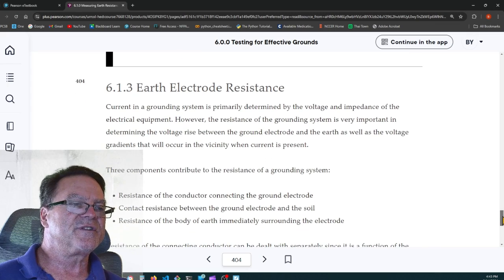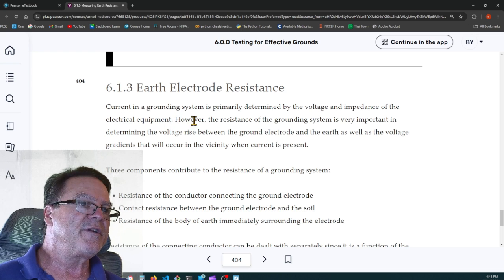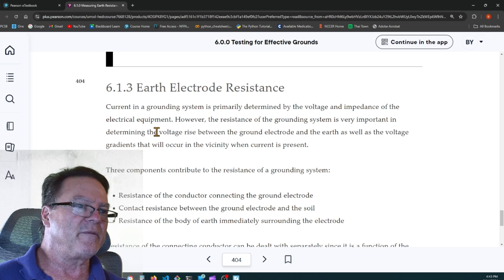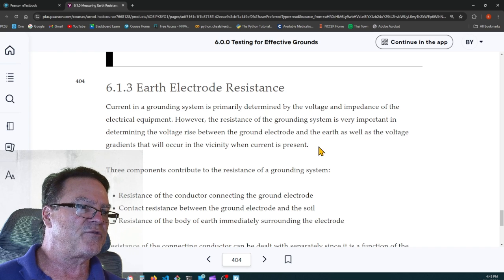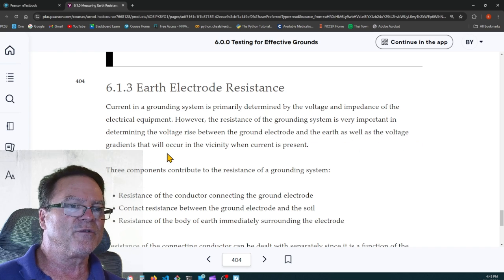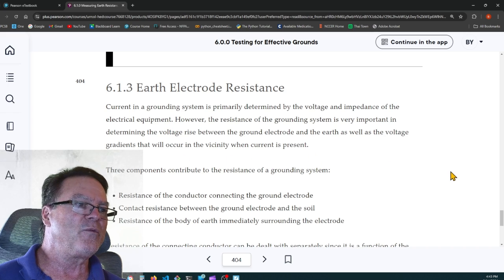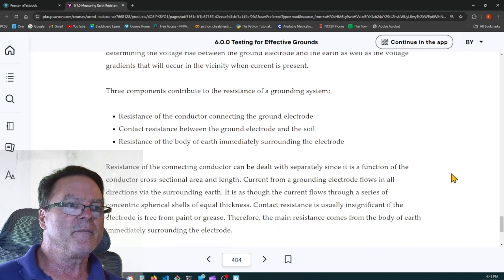So, earth electrode resistance. Now that we've seen that graph, I think I can explain this a little bit better. Current in a grounding system is primarily determined by the voltage and impedance of the electrical equipment. However, the resistance of the grounding system is very important in determining the voltage rise between the ground electrode and the earth, as well as the voltage gradients that will occur in the vicinity where the current is present.